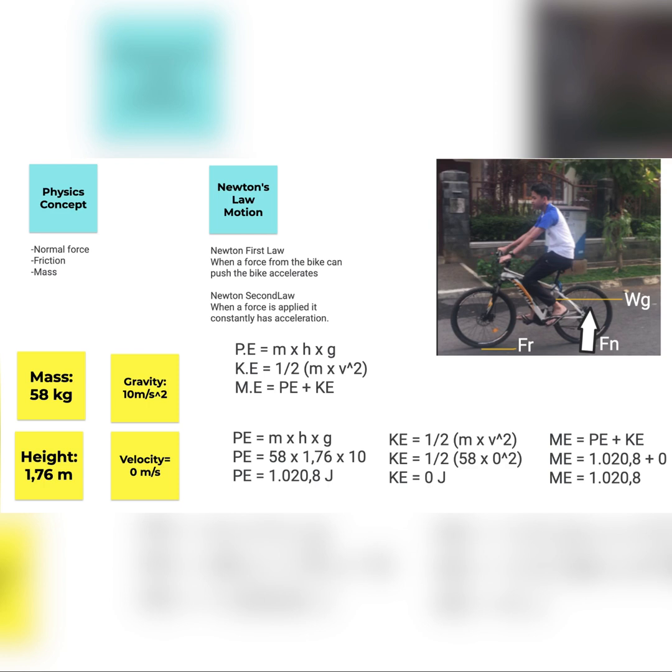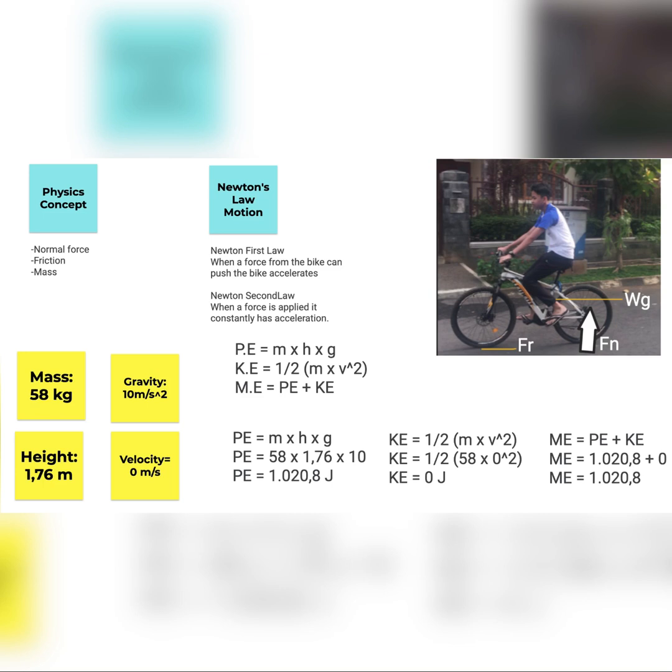Moving on to the second picture, as you can see, the physics concepts are normal force, friction, and mass. The normal force we can see between the road and the bike, the friction is between the wheels of the bike and the road, and the mass is actually my body.